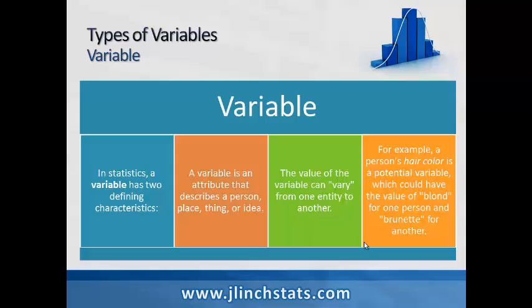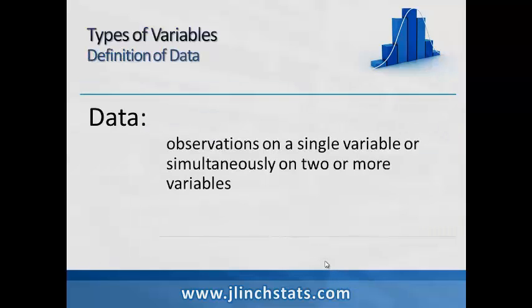The example that we use, hair color, is a particular type of variable that we'll call categorical, and there are other variables in statistics that we'll deal with shortly, which are called numerical. So once again, variables in statistics are attributes that describe something about a person, a place, a thing, or an idea. Now let's talk about the definition of data.